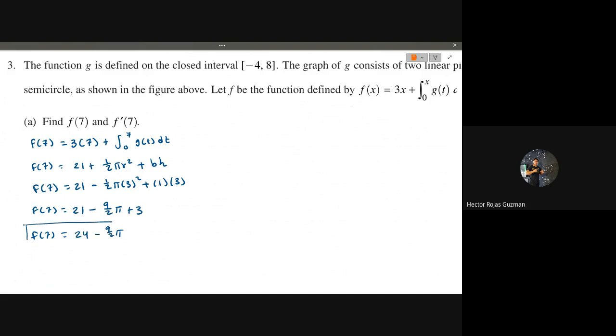One of the biggest mistakes that I saw in this part of the question was that we forgot to make the semicircle negative. It's below the x-axis. You got to put a negative.